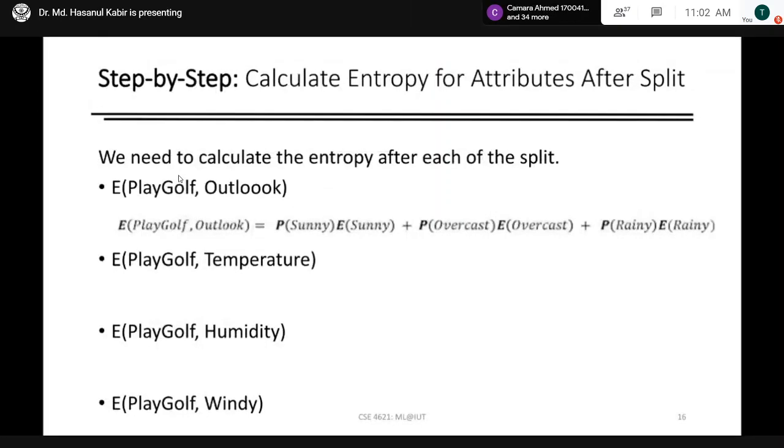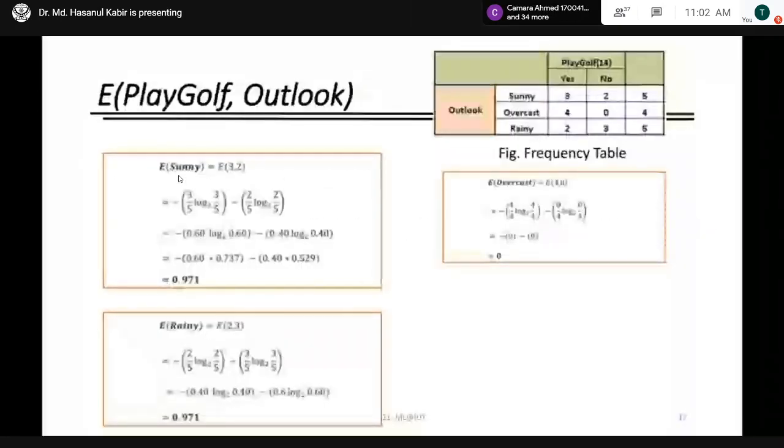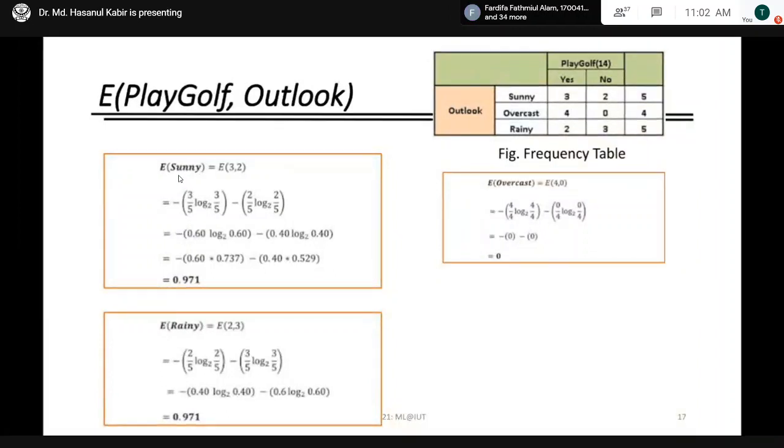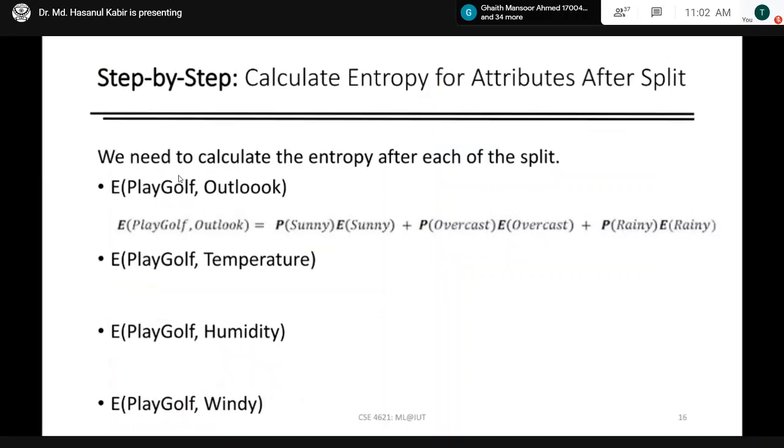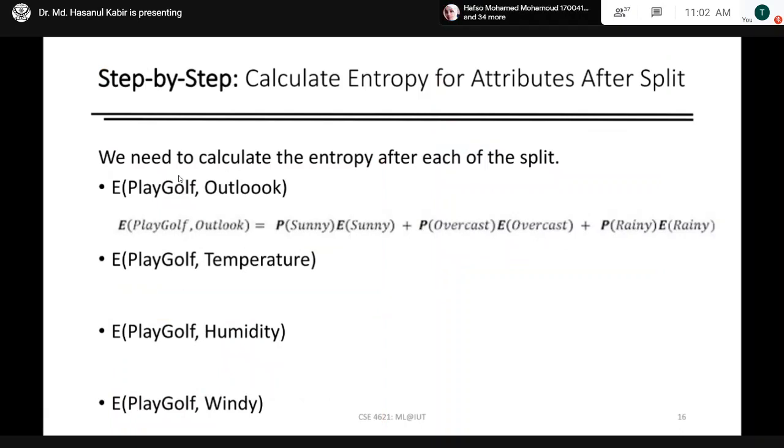So in this slide, what have we calculated? We only calculated the entropies, right? Can we find the probabilities of sunny? Yes or no? Yes, you have already said that the probability of sunny is going to be 5 by 14, overcast is going to be 4 by 14, and rainy is going to be 5 by 14. So can we calculate the entropy of this split? Yes or no? Yes, sir.